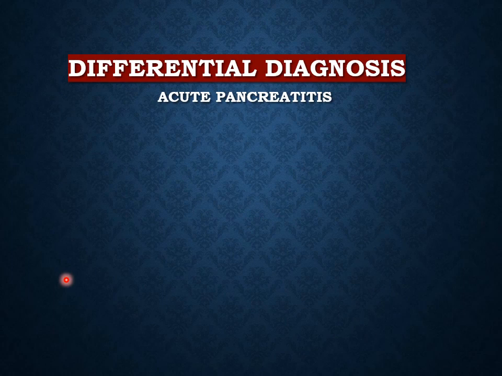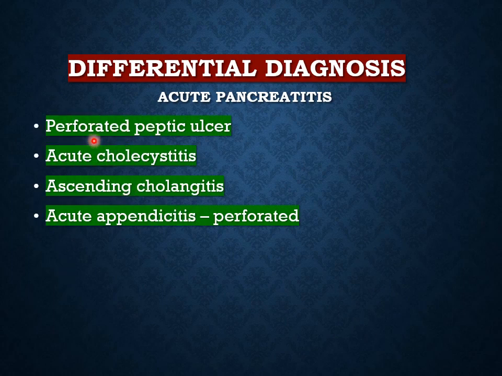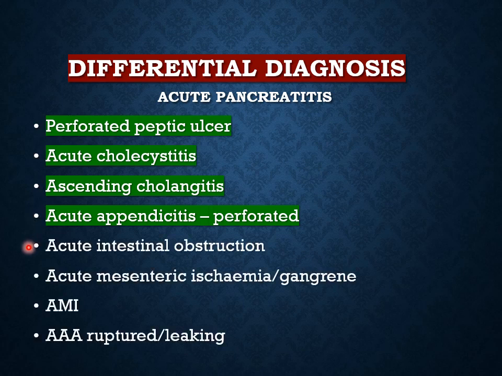Now coming to the differential diagnosis of acute pancreatitis, these are the 4 common differential diagnoses that you have to entertain in a patient with acute pancreatitis: perforated peptic ulcer, acute cholecystitis, ascending cholangitis, and acute perforated appendicitis. Others include acute intestinal obstruction, acute mesenteric ischemia or gangrene of the small intestine or large intestine, acute MI, and rupture of an abdominal aortic aneurysm.